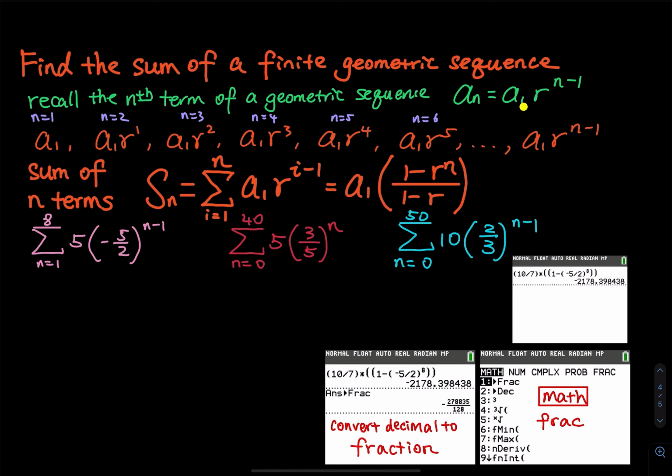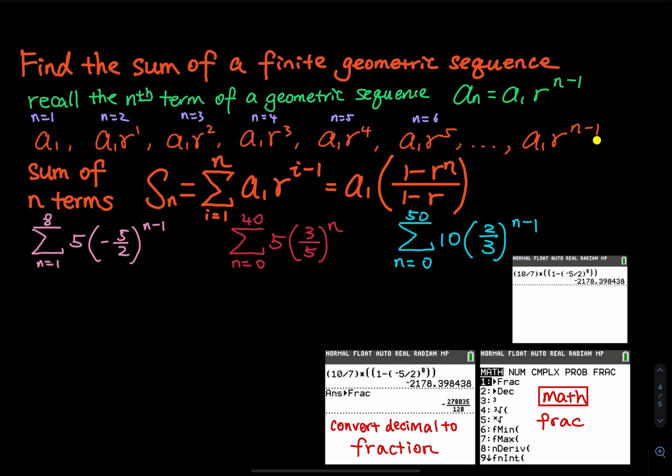When n is equal to 3, a_1 times r to the 3 minus 1 power. When n is equal to 4, a_1 times r raised to the 4 minus 1 power. So when n is equal to 4, the power is always 1 less than n. When n is equal to 5, the power is 1 less than n. So in general, the power is always 1 less than n. So this is a geometric sequence.